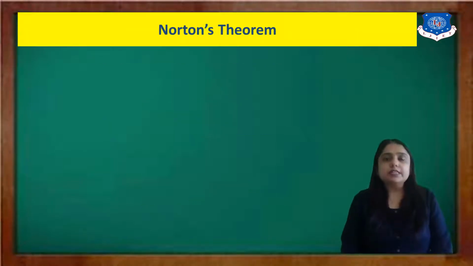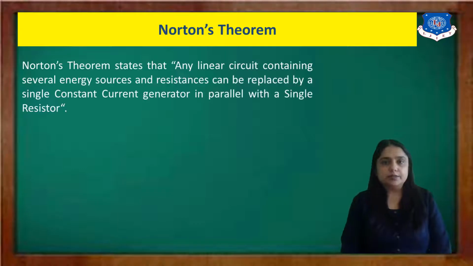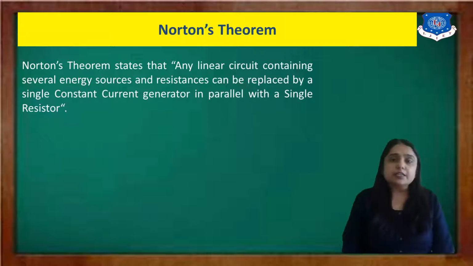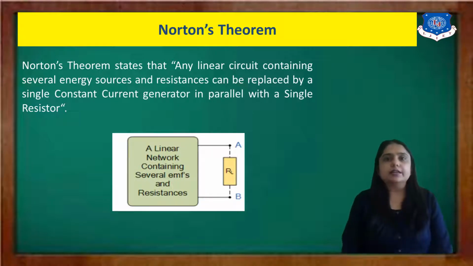So first of all, we will see the statement of Norton's theorem. Norton's theorem states that any linear circuit containing several energy sources and resistance can be replaced by a single constant current generator in parallel with a single resistance. This single resistance is known as the Norton equivalent resistance, and this current generator source is known as the Norton current source. Now consider this diagram.